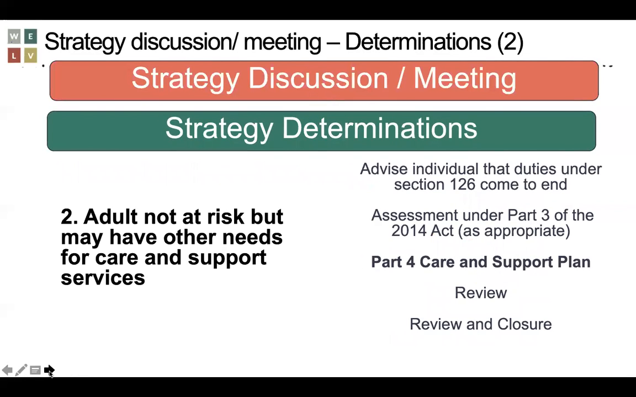The second is that the adult is not at risk but may have other needs for care and support. If that's the case, then social services will be required to initiate an assessment under Part 3 of the Social Services and Wellbeing Act, if it's appropriate, and put in place a care and support plan under Part 4 of the Social Services and Wellbeing Act.